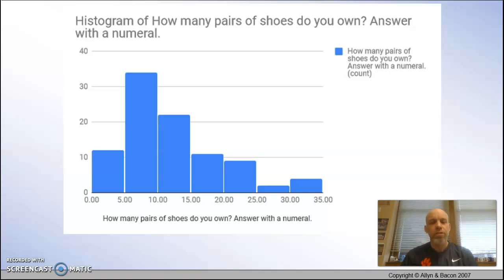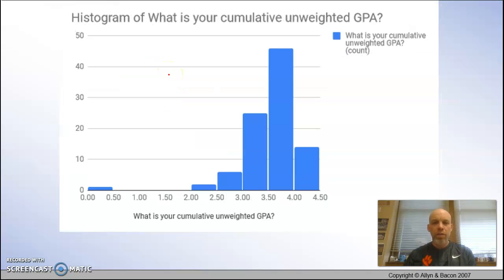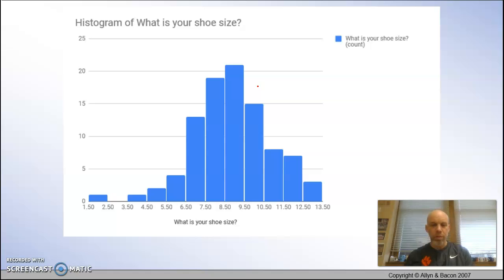So you can see here, here's a histogram of how many pairs of shoes his classes owned. And you can see how it's kind of weighted more this direction. There's more responses over on the left side of this graph, okay? Now on this one with cumulative GPA, you can see here, the middle is over here, more responses are over there. Again, bear with me here. Now on shoe size, you can see that the middle of the graph is somewhere in this area, and we're really close with most of our responses being in here. We're really close to the middle.